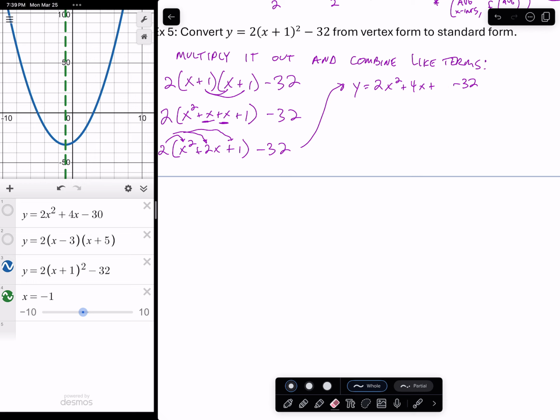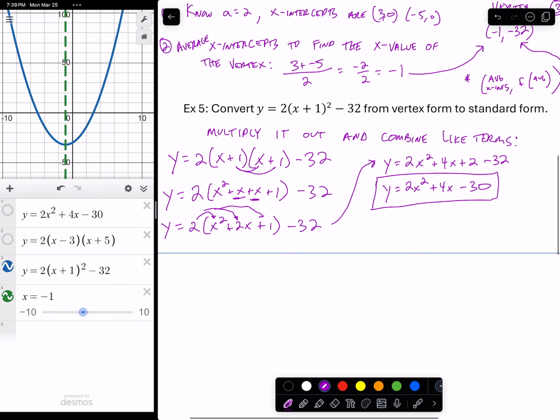I can subtract the negative 32. I've got these two like terms here. So I combine those 2, positive 2, minus 32 gives me a negative 30. All right, so there it is in standard form.